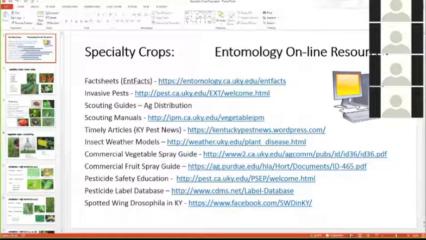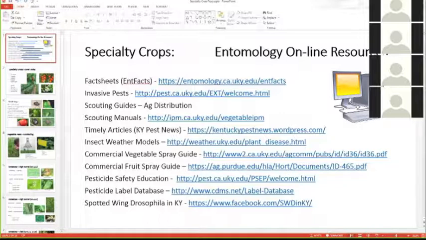So my name's Rick Besson. I'm an extension entomologist, and I work with specialty crops here. I have about 15 to 17 minutes to cover the common pests and how to monitor for them and the resources we have for fruit and vegetable crops. So I'm going to go through this fairly quickly.